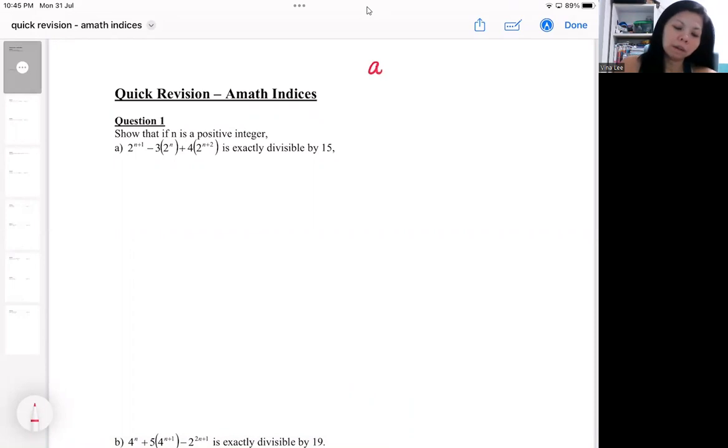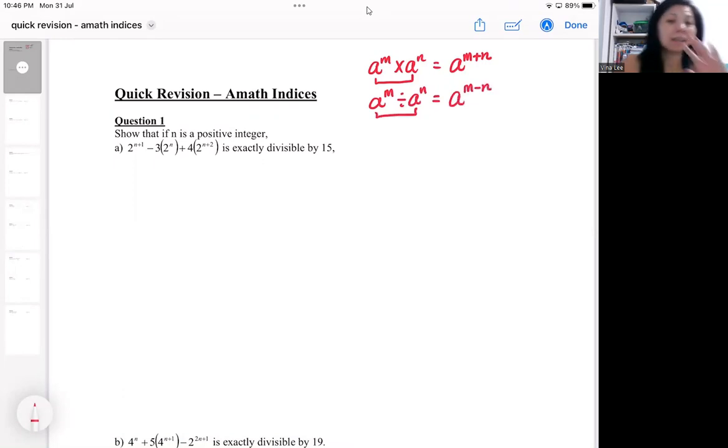So in A-Math, when we see same-base multiplication, we will add the power. And when we see same-base division, we will subtract the power. So that is the focus. That is the main thing about this rule.